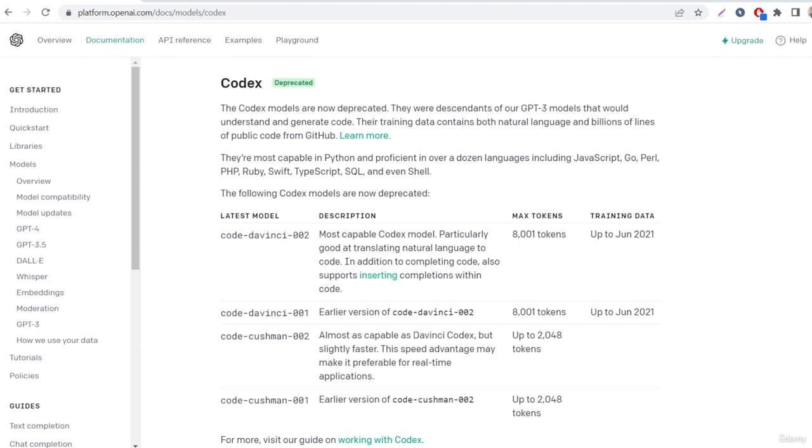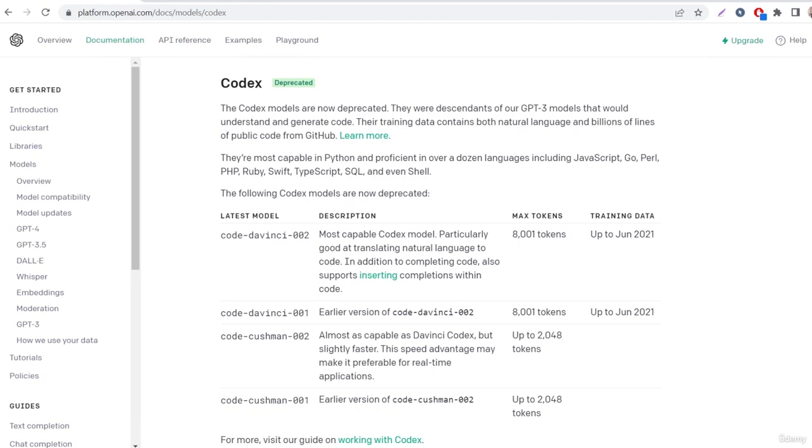Codex models have the ability to provide intelligent code completions, generate code from user instructions, and assist with code-related tasks. They leverage the power of deep learning and natural language processing techniques to understand the context and intent behind code-related queries and produce relevant code outputs. However, it's important to note that Codex models have been deprecated by OpenAI, which means they are no longer actively supported or recommended for use.